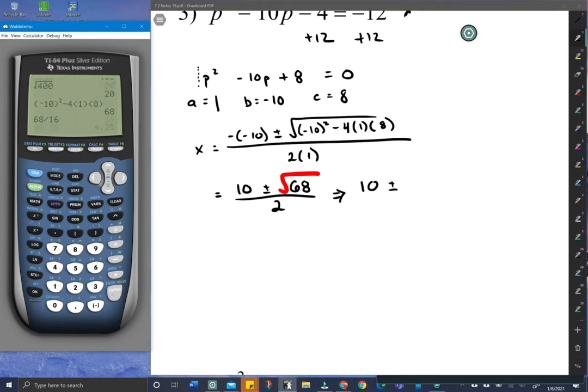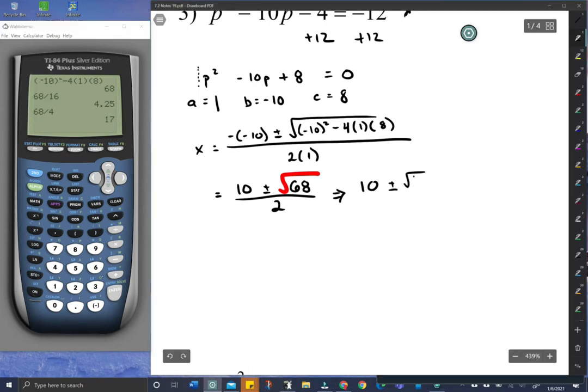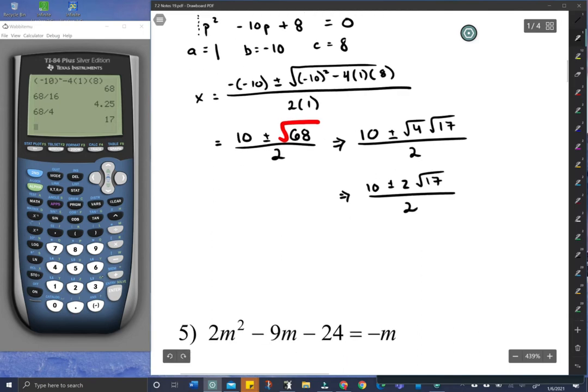So 68 is really plus or minus the square root of 4 times 17, all over 2, which means it's 10 plus or minus 2 roots of 17 over 2. And again, we talked about this in the past. If these numbers outside all share a common factor, we can reduce. So this is great if you're able to get here, but make sure you reduce things if you can. So 10 divided by 2 is 5. 2 divided by 2 is just 1.